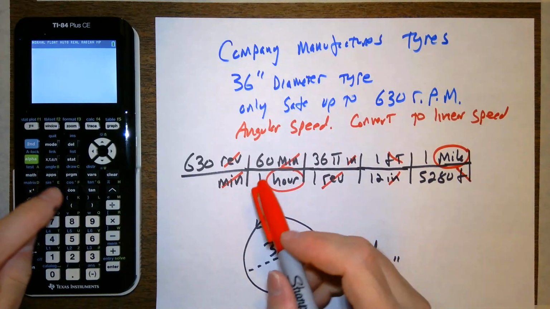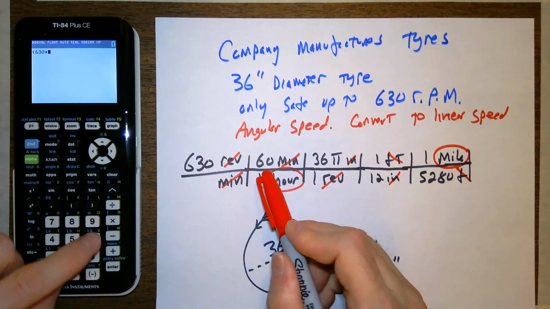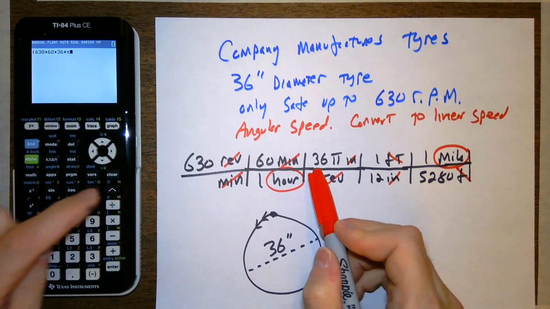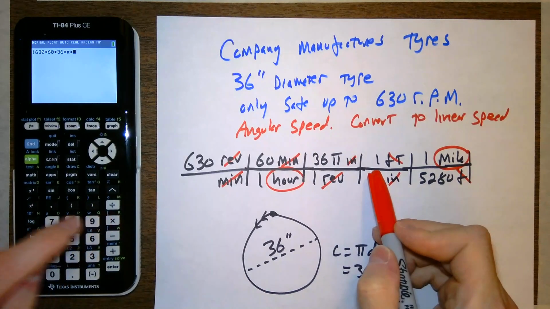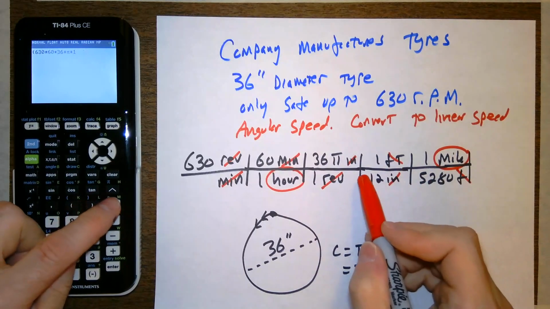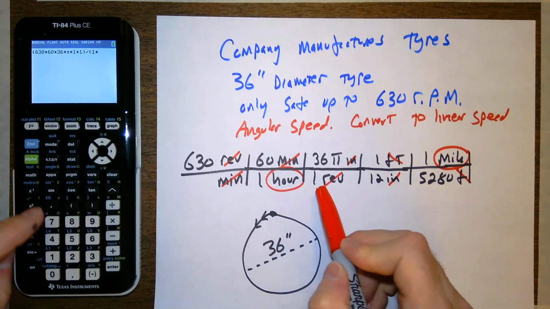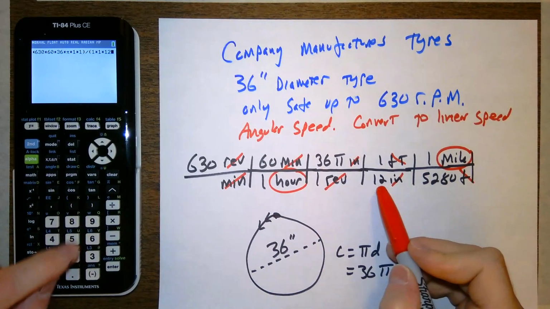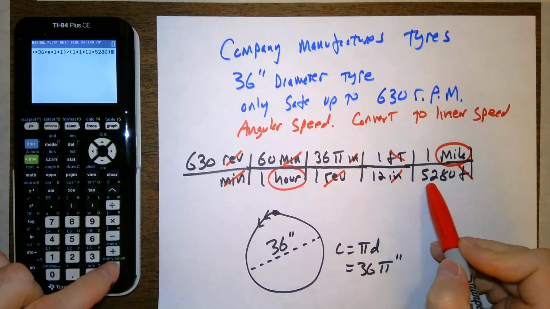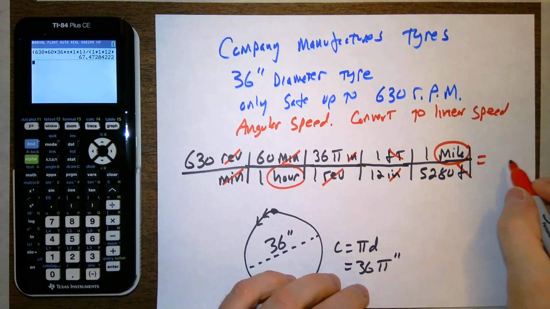All right, here we go. So I'm going to open parentheses, and I'm going to do 630 times 60 times 36 times my pi key times 1 times 1. That's my numerator. Divided by the denominator, open parentheses, I've got 1 times 1 times 12 times 5,280, close parentheses. That's my denominator. And I get the following answer, 67.47.